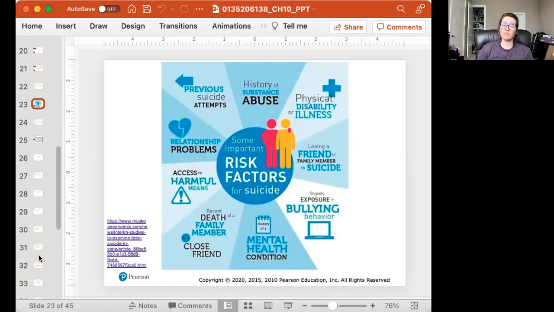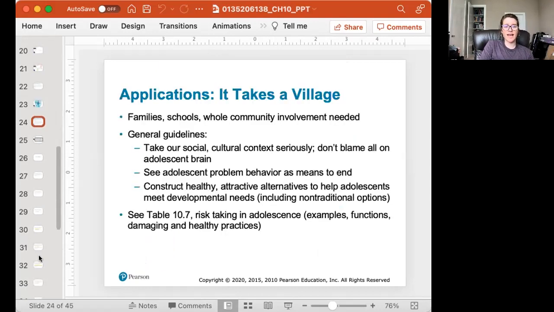Has anybody in your family, or have you ever lost someone to suicide? These are things that could affect whether or not the person in front of you might ever attempt. And application: it takes a village. Families, schools, and the whole community involvement are needed to help grow, develop the adolescent.